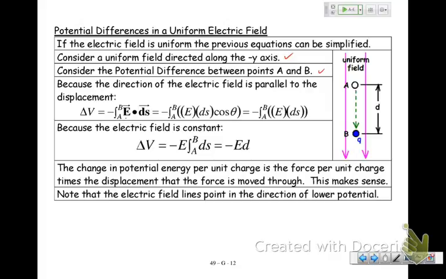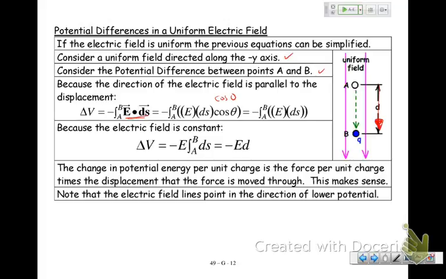Let's expand this and make it more compatible to magnitude. So we know that this becomes E times the magnitude of ds times the cosine of the angle between them. And when I look at my ds vector, which is basically that, and I look at my E vector, it seems to me the angle between them is 0, which means the cosine of 0 is 1. So it goes away. So I end up with the integral of E times ds.